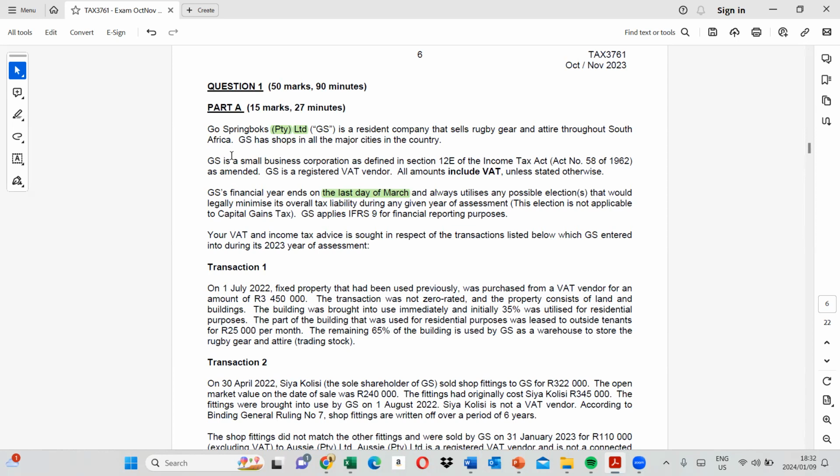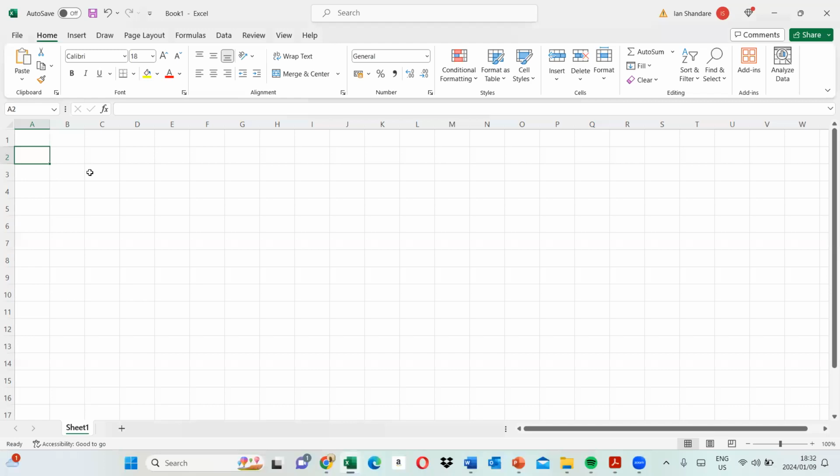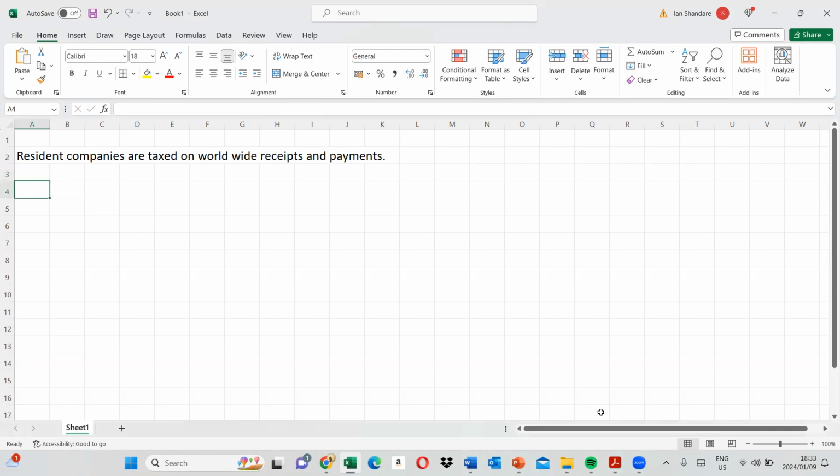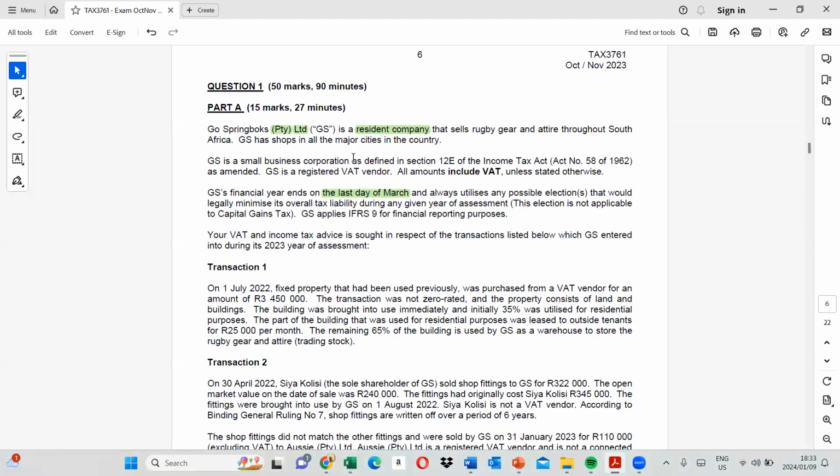All right, so let's look at it. Go Springboks Pty Limited, GS, is a resident company. So you can see that's a resident company, right? What is the implication of that? I'm sure you guys know that resident companies are taxed on worldwide receipts and payments. All right. So what does it mean? It means if a company is a resident, even if it makes money in another country, that amount needs to be included in gross income. All right. So in this case, that's what it means. If it makes money in Namibia, it needs to be taxed in South Africa.